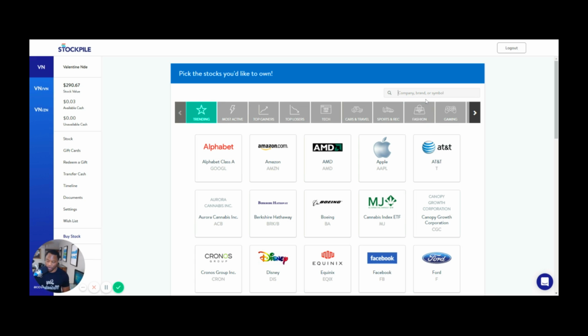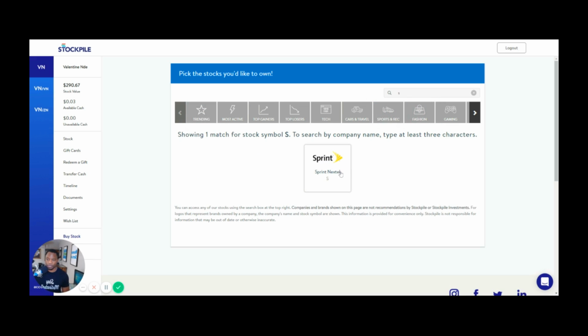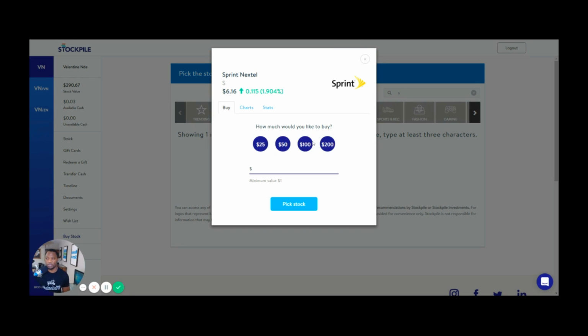So let's say we want Sprint. So here's Sprint, and Sprint is currently trading at $6.16. So if you want to buy Sprint, you can put $25, or if you don't want to do $25, $50, you can specify the exact amount that you want to buy of that particular stock.